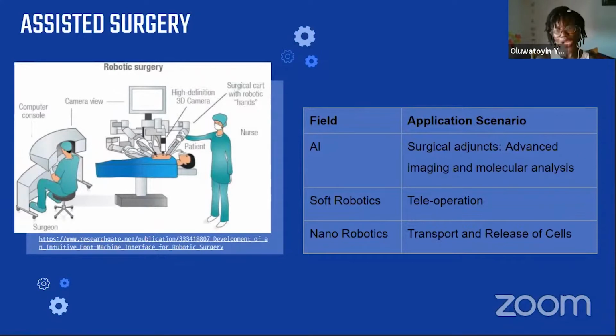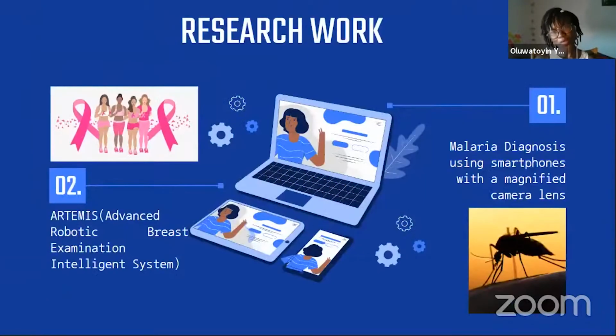Nanorobotics in assisted surgery can also be used to transport and release certain types of cells before a surgery is done. Now we're going to talk about research work that I've done in the past. Prior to my studies, when I was working at Andela, I worked on malaria diagnosis using AI. And the second project that I'm currently working on is with the Intelligence Manipulation Laboratory at Lincoln University, where we are trying to come up with an advanced robotic breast examination intelligence system.